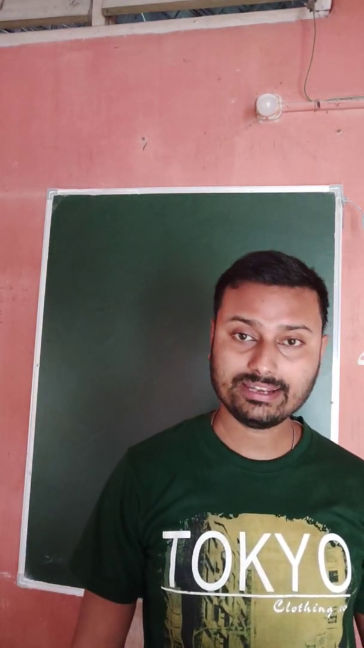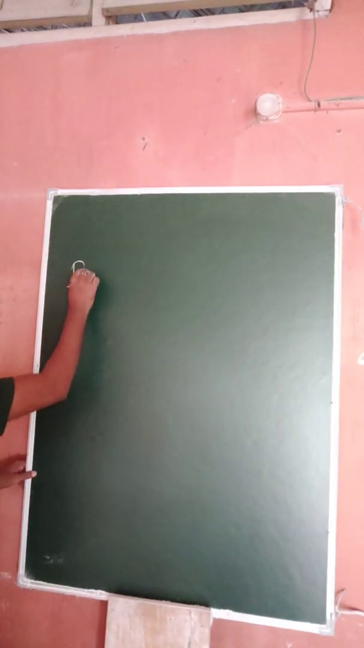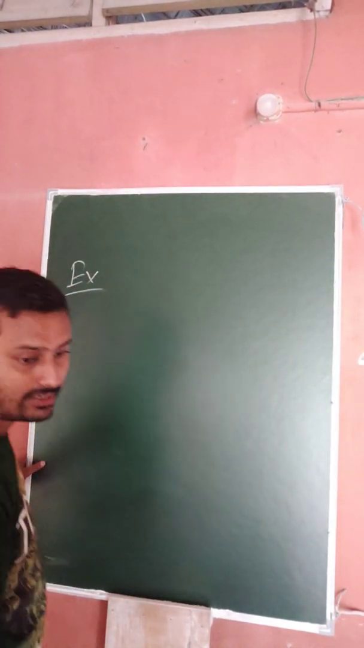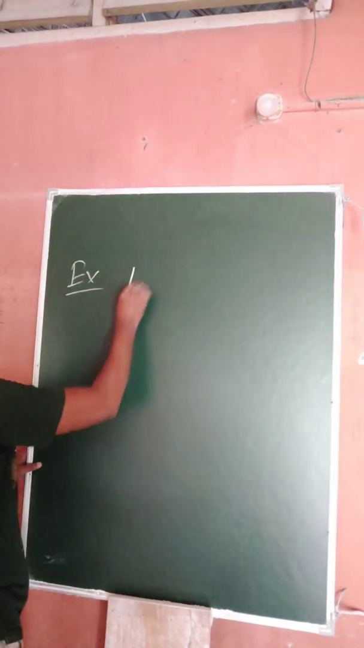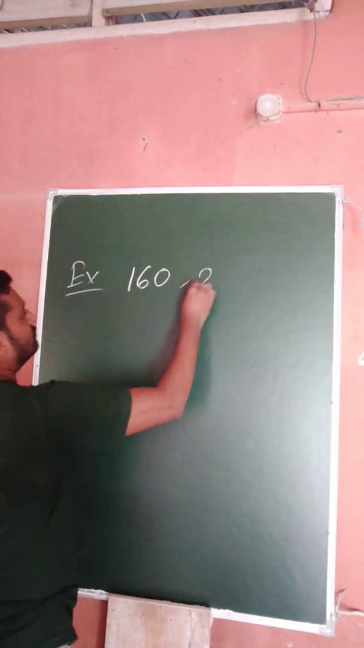Come to the question number, example number 1 of page number 48. Look at this one. Find HCF of 160 and 240. Okay. So in this method, you can directly divide both 160 and 240 by prime numbers, and then you can find the HCF. Okay. So example, given numbers are what? 160 and 240.